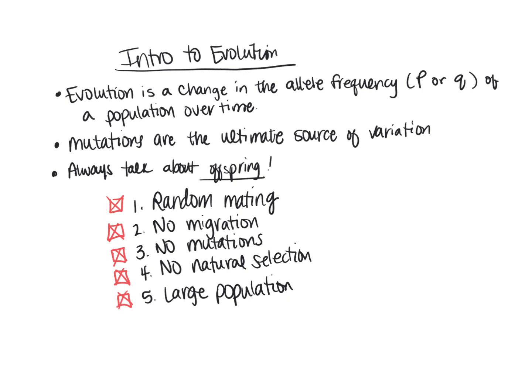We're going to talk about how these things, when you break these rules, lead to the change in the allele frequencies over time, or in other words, leads to evolution. We're also going to go through and talk about evidence for evolution and how, if this is left long enough, that eventually leads to new species being formed.